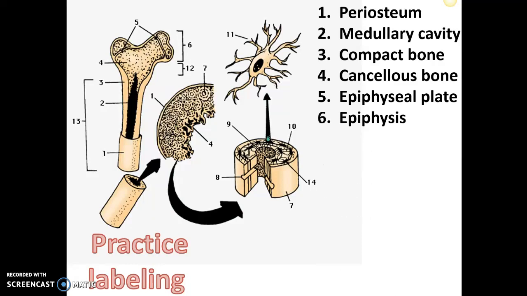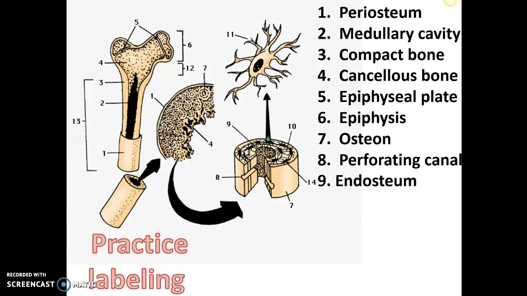6 is the epiphysis. 12 is supposed to be the osteon. I don't know what it's pointing at there. That's 7, the osteon. Good. Yeah, 7 is the osteon. I looked down to 12. 8 is perforating canal. Comes across, we talked about that a couple slides ago. 9 is your endosteum, lining the inside of the bone.